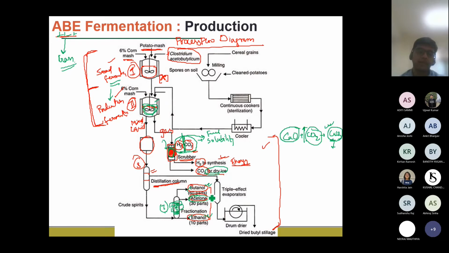So by playing around with the boiling points of the individual liquids, we can separate the different fractions of it. But in the bracket, you can see it is written as 60 parts, 30 parts, and 10 parts. If you combine all together, that forms the 100. The overall 100 means the overall components that are present in the fermentation media.